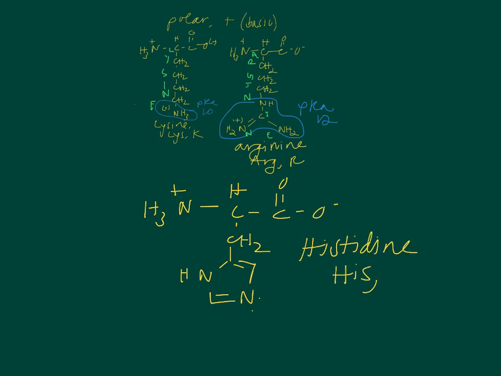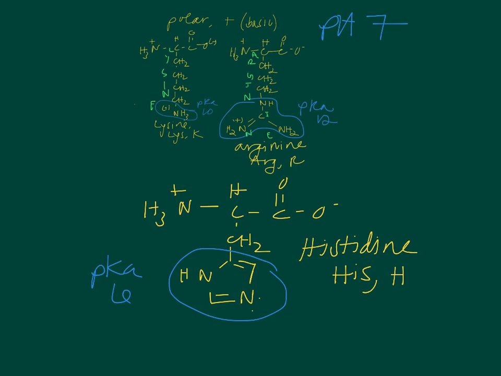His and H. I'm going to leave it uncharged because the pKa of the imidazole is 6. Okay, so at pH 7, this is actually unprotonated. It can be protonated if we go below 6, but they always put histidine with the polar positives. I know technically it's polar neutral at pH 7.